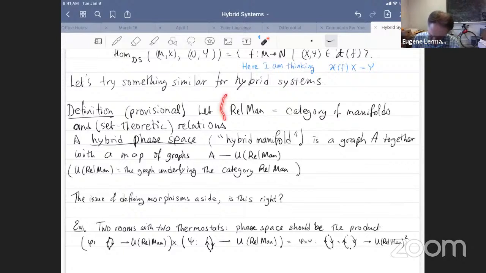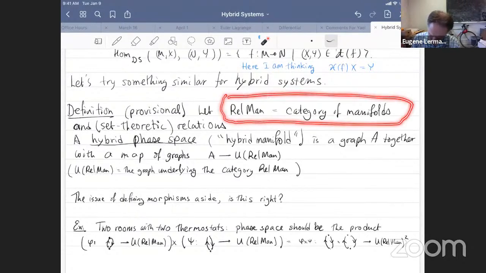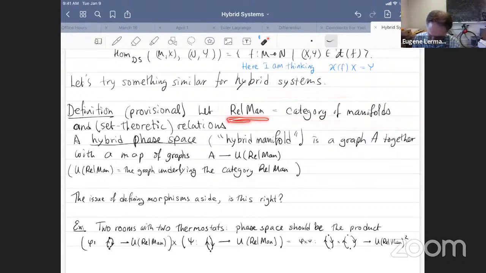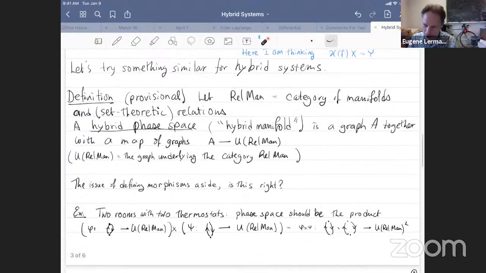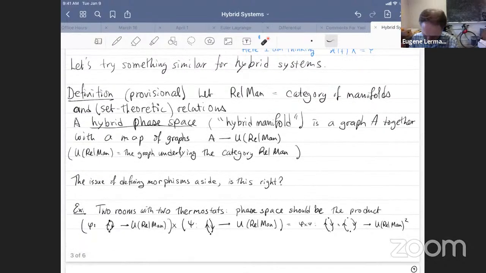So let's look at the category. I'm going to call it Real Man. I'm going to make it bigger later. It's a category whose objects are manifolds and whose morphisms are set theoretic relations. It's a two category, but the two category structure will not matter much. And eventually I want to puff it up to a double category, and then the two category structure will be there for free.